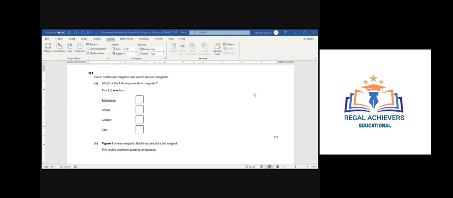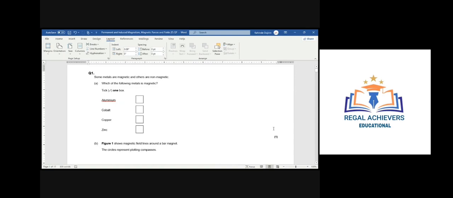All right, so let's take a look at two numbers of questions together. The first question says that some metals are magnetic and others are non-magnetic. Which of the following metals is magnetic?